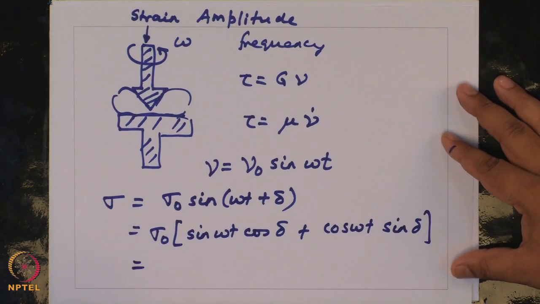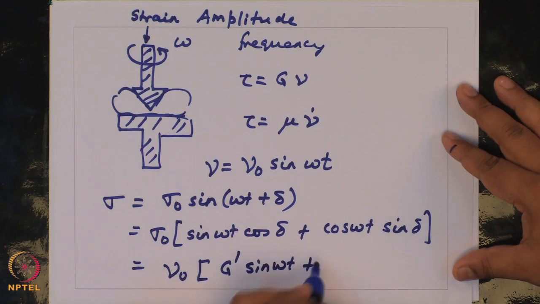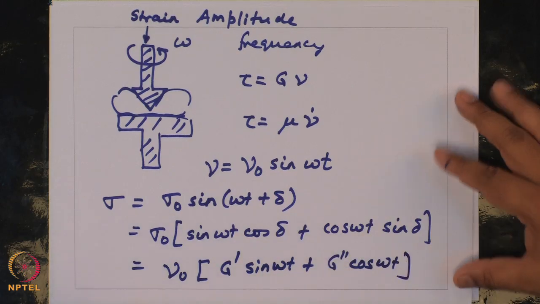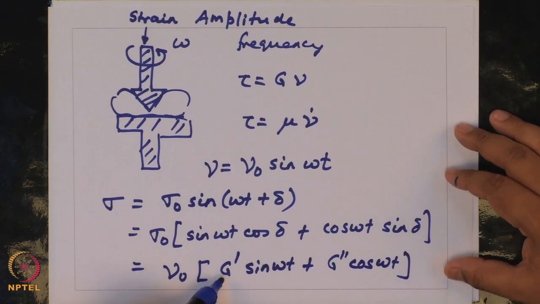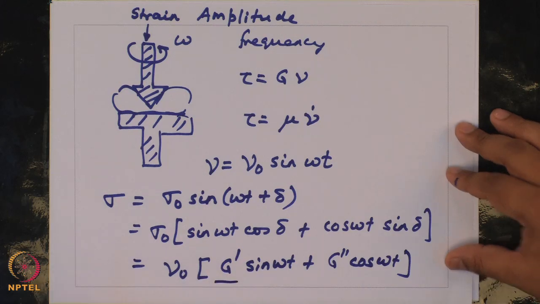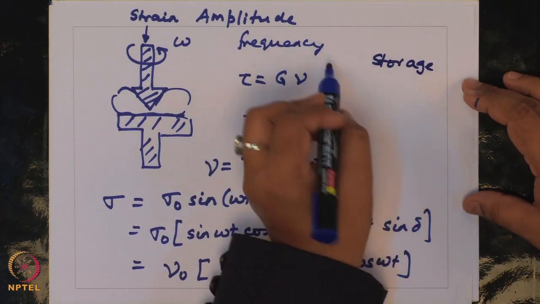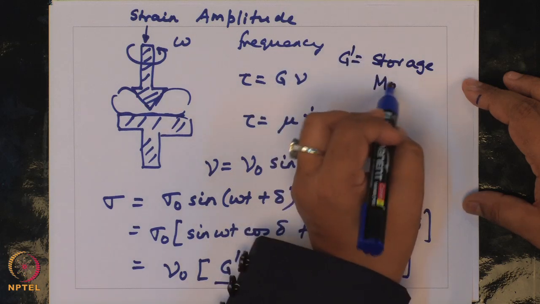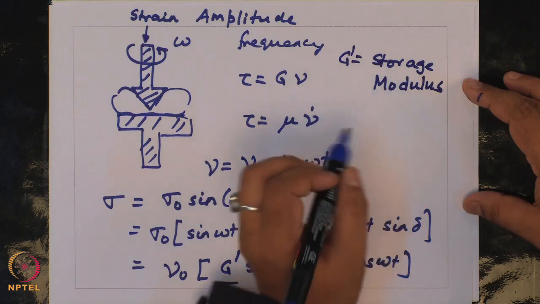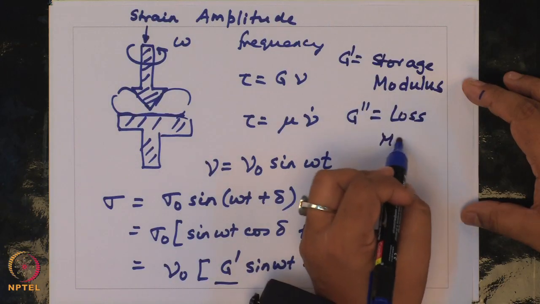this sigma is then written as gamma dot into, so it has two components, G prime sine omega t and G double prime cos omega t. This term G prime is called the storage modulus, and G double prime is called the loss modulus.